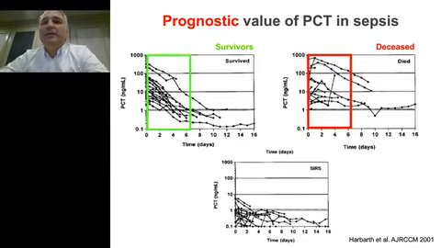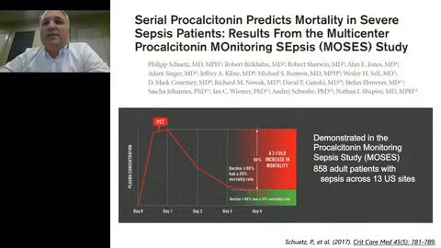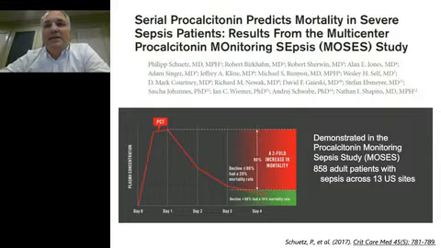We have recently completed a large trial within the US. You see 13 different sites and more than 800 patients. And this trial, the MOSES trial, was an FDA trial to approve PCT as a monitoring marker. And so the hypothesis of the trial was that the kinetic of PCT over 3 days would provide prognostic information beyond that of regular information we have in ICU patients, so beyond, let's say, Apache score, SAPS score, SOFA score.